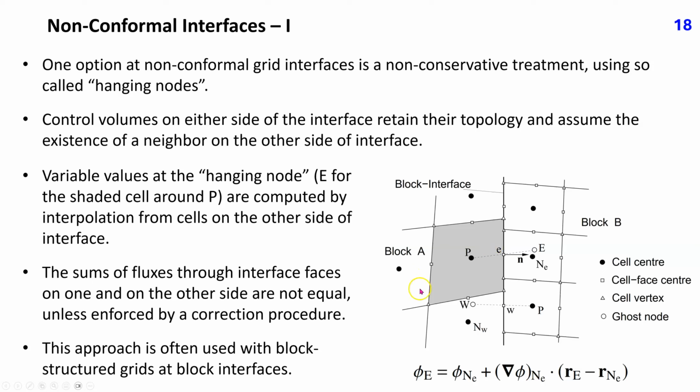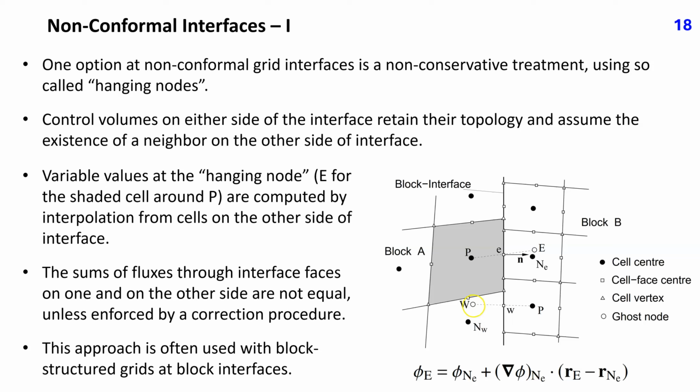For the shaded control volume around node P, the ghost node E, the hanging node, is placed on the other side of the interface as if the grid from block A was continued across the interface. Thus, control volumes on either side of the interface retain their topology and assume the existence of a neighbor on the other side of the interface.